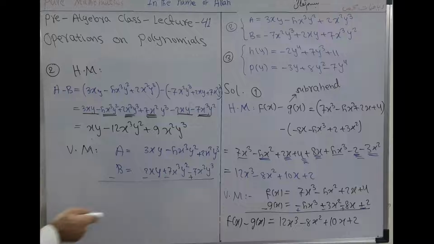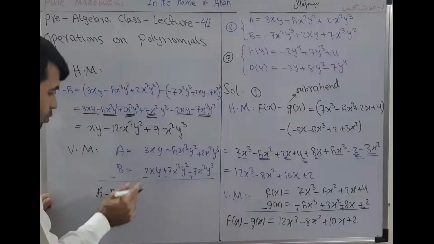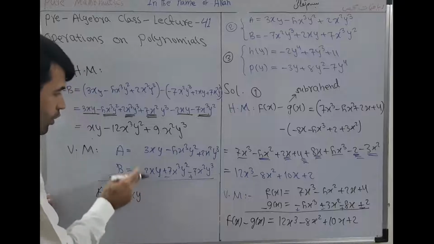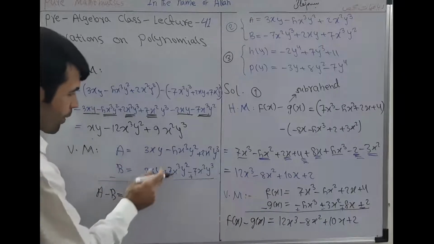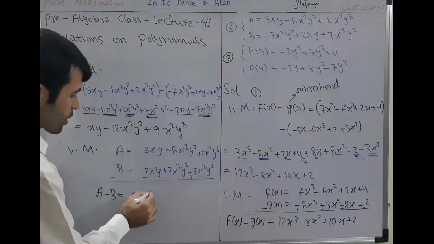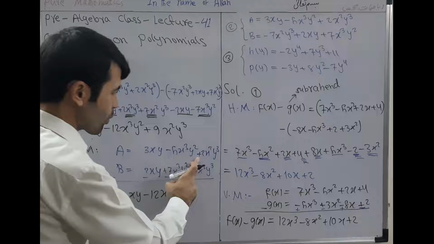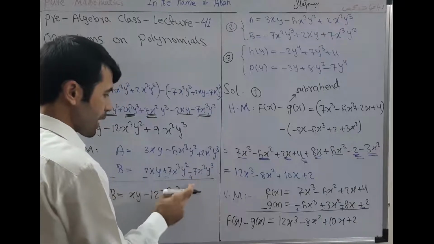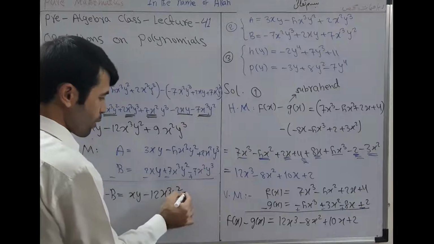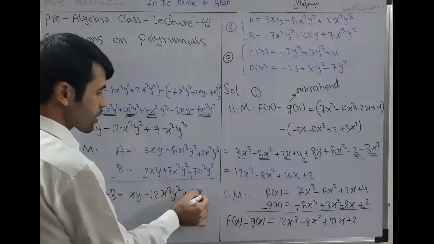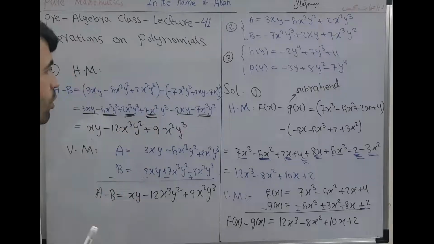It will become positive. Then a minus b is equal to 3 minus 2 xy. 3 minus 2 is equal to 1. 1 multiplied by xy, we can write xy. Minus 5 minus 7, minus 12x cubed y squared, plus 2x squared y cubed plus 7x squared y cubed, plus 9x squared y cubed. It was the solution of this question.